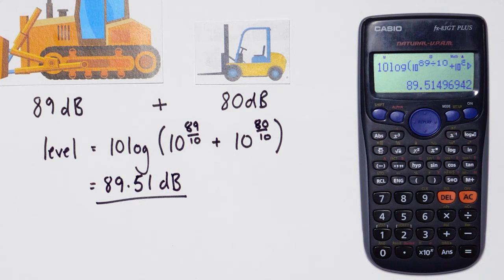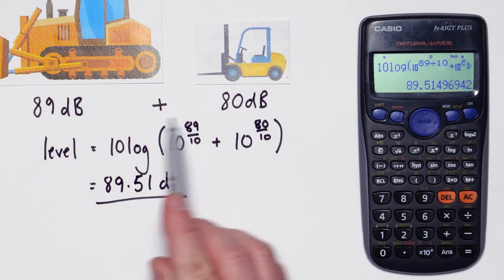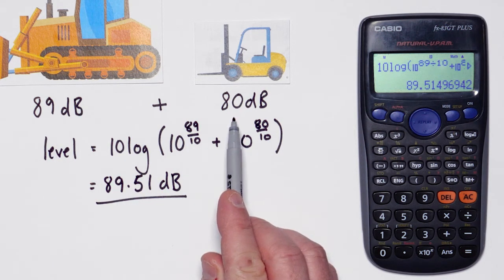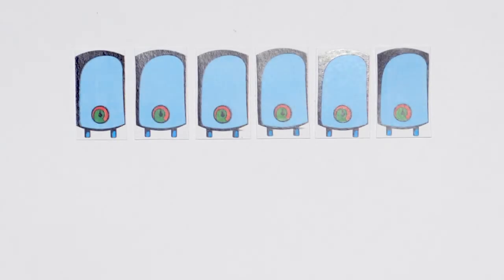And the reason this is important is because our ears cannot detect a rise below 1 decibel. Put simply, if you take a digger producing 89 decibels, you can drive a forklift truck producing 80 decibels right up behind it and you would have no idea it was there. This obviously has implications for safety on building sites. So we've just looked at how logarithmic sound levels can be added together. Now I'm going to look at how they can be divided and multiplied.